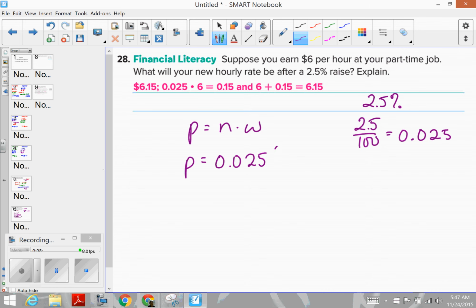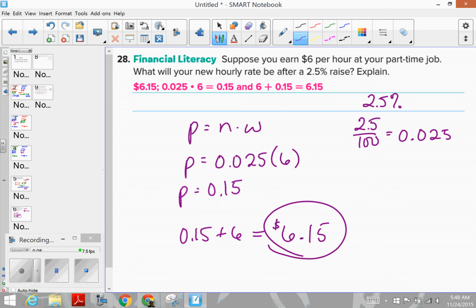0.025 times 6. So 0.025 times 6 is 0.15. That equals 15 cents. So that means you get a 15 cents raise. So you just add that 15 cents plus the 6. So your new rate amount that you're making is $6.15.